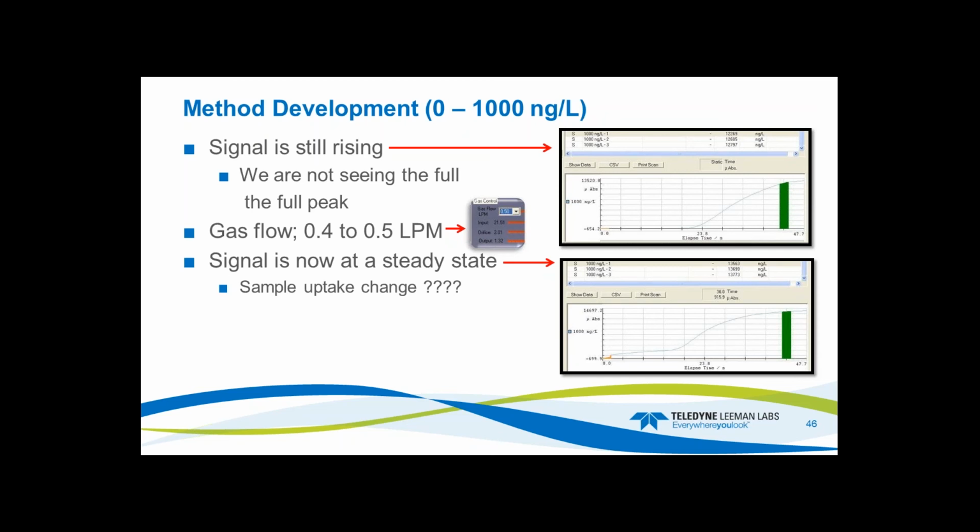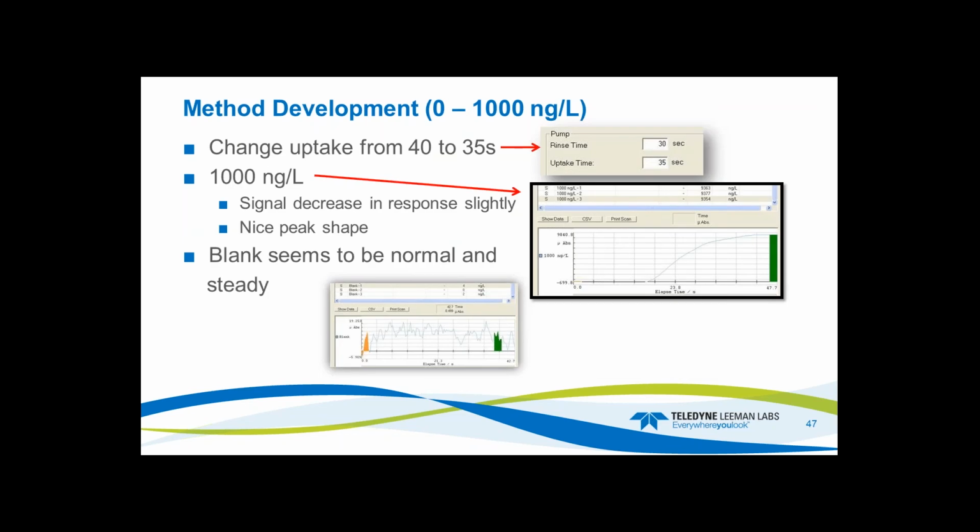Sample uptake change, maybe. Let's see what happens. So let's go from 40 to 35 seconds, because on the previous slide it was quite flat, so I had more than what I needed. So then I changed the load. Now there's not as much mercury into the system, so the signal decreased slightly, but it's got a nice peak shape. The blanks seem to be normal and steady, so I think I'm ready to go.